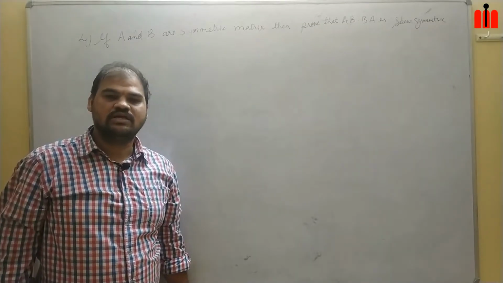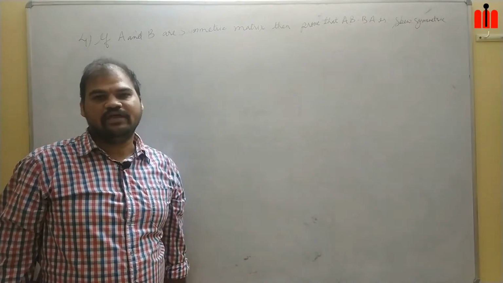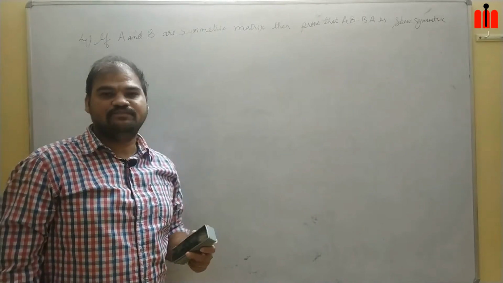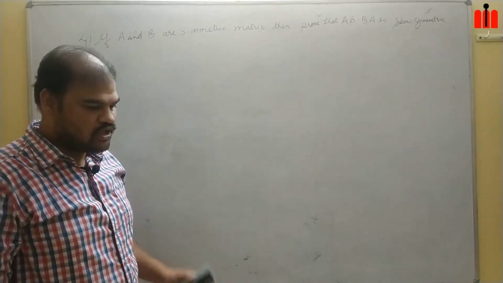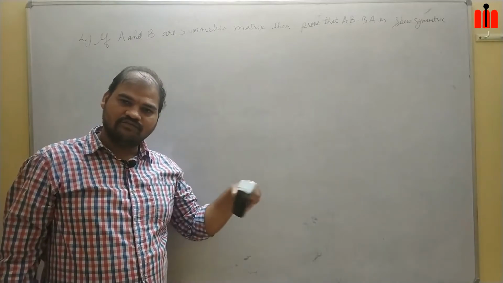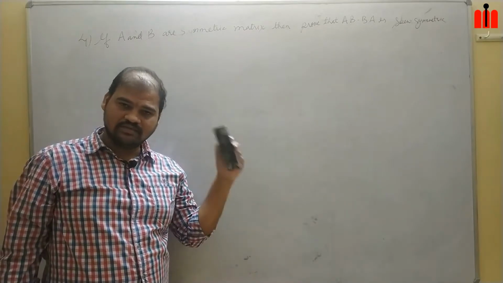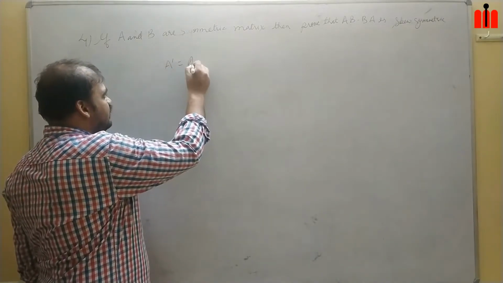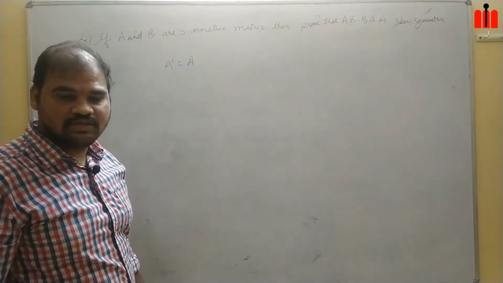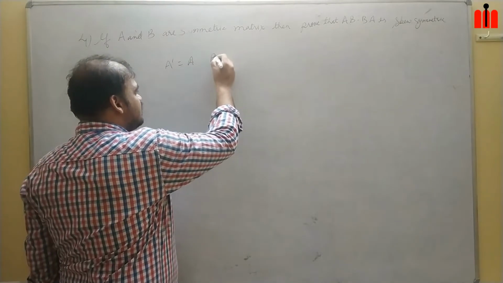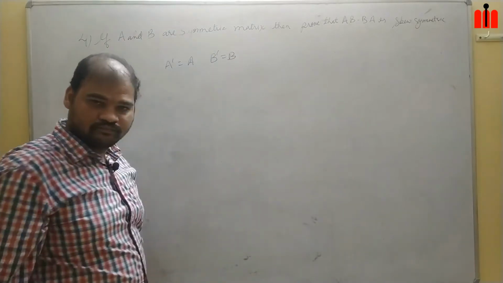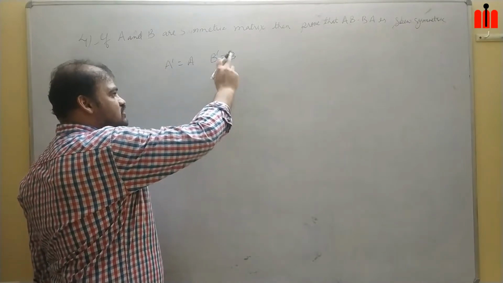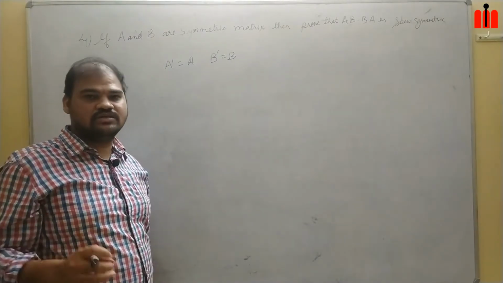So the fourth question is, if A and B are symmetric matrices, then we have to prove that AB minus BA is a skew symmetric matrix. What is a symmetric matrix? In which, if we do the transpose, we will get the same matrix as the original matrix. That means A dash equals A. Such a type of matrix is known as a symmetric matrix. So B is also symmetric, so B dash equals B. When B dash equals minus B, that case it is known as skew symmetric.